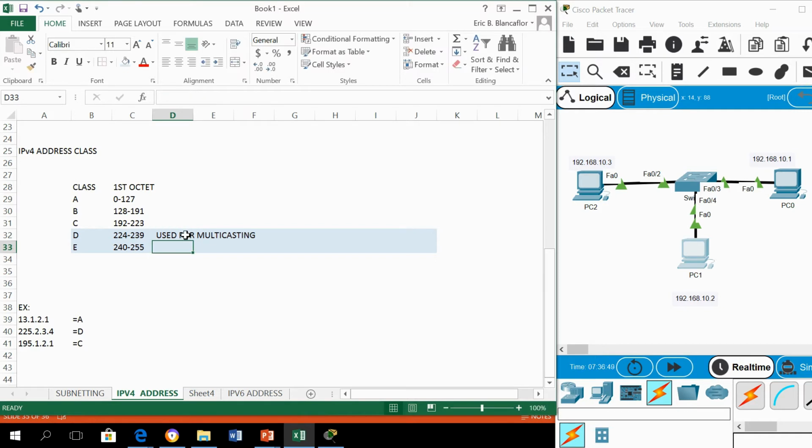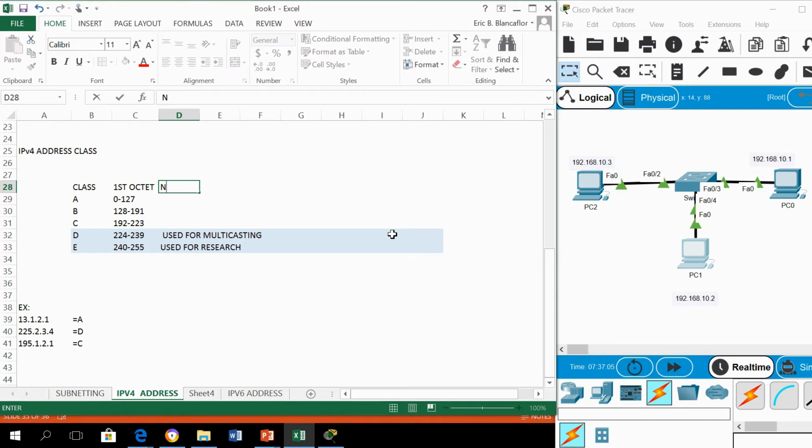You will learn about multicast more on Cisco 2. And then class E is for research. Okay. Very important here is the arrangement of the network and host part.